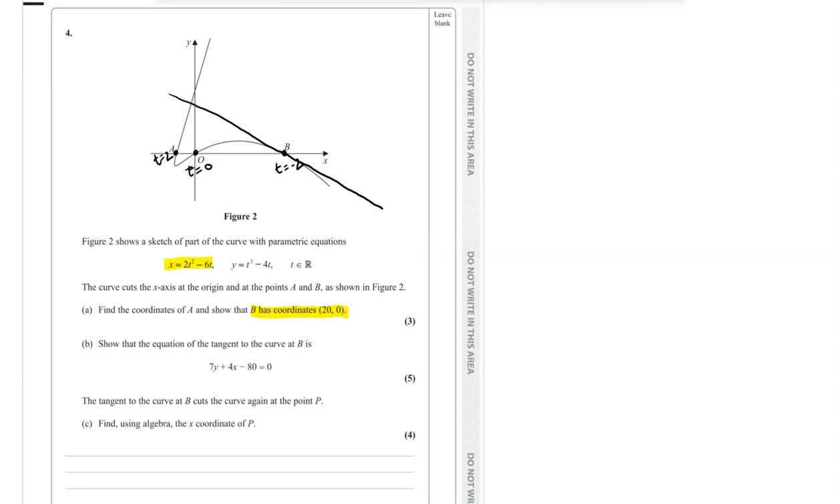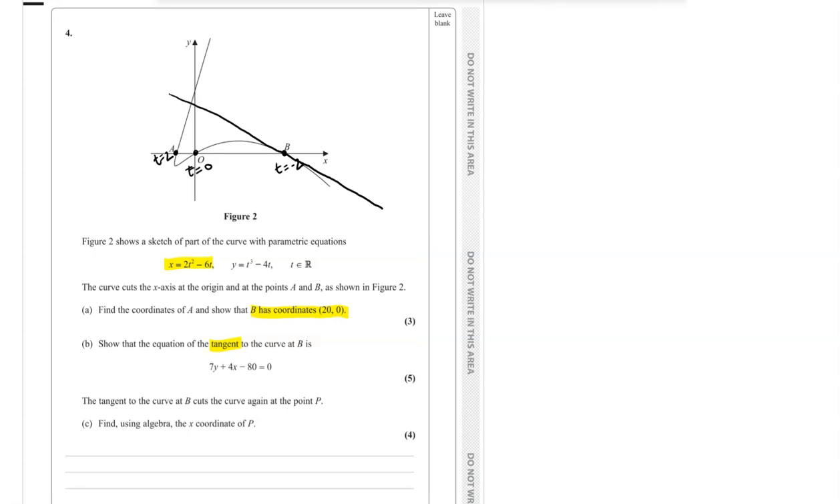To find the equation of the line, I need to find the gradient and I need to know a point on that line. Now I know that B has coordinates (20, 0). That's why they had that show-that part for part A. But what I'm going to need to do is find the gradient. So if you see find the equation of the tangent when we're talking about parametric equations, we're going to need to do some differentiation to find our gradient function.